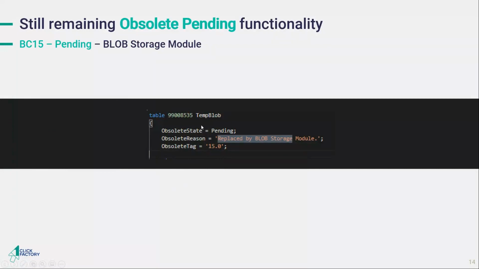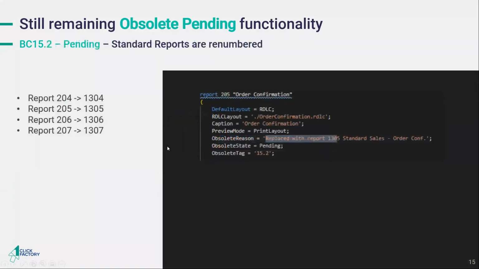Then there is a template table. It's still pending from Business Central 15. Maybe if you have done any upgrade to Business Central 15 plus versions, you already implemented this functionality to CodeUnit, but as you see, this functionality is still pending and you can still use this table. Then standard reports were renumbered to new IDs. Again, this was introduced in the Business Central 15.2 version. It's still pending, so again, we can still use these reports.